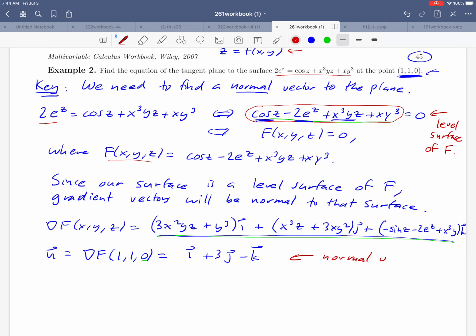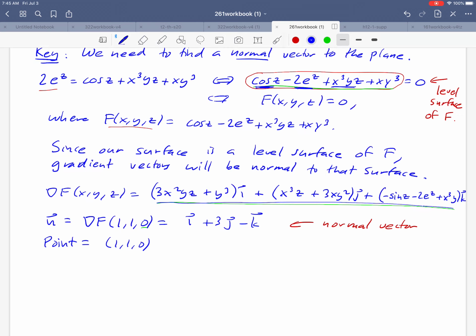Okay, and this is going to be the normal vector to the plane that we're looking for. What's the other piece of information that we need to find the equation of a plane? Well, it's a point. And notice that we were given the point directly way up at the top here, 1, 1, 0.